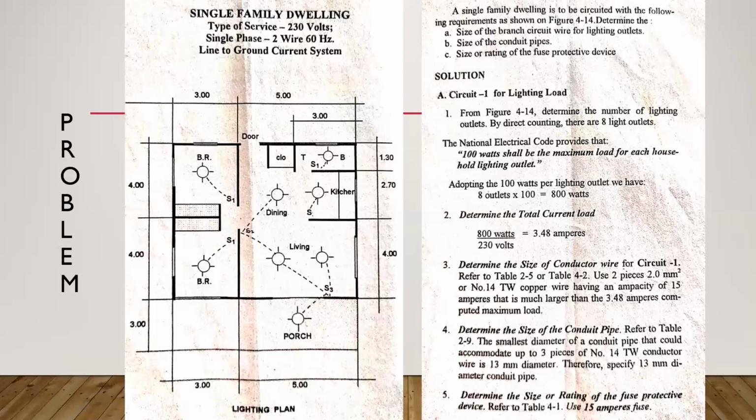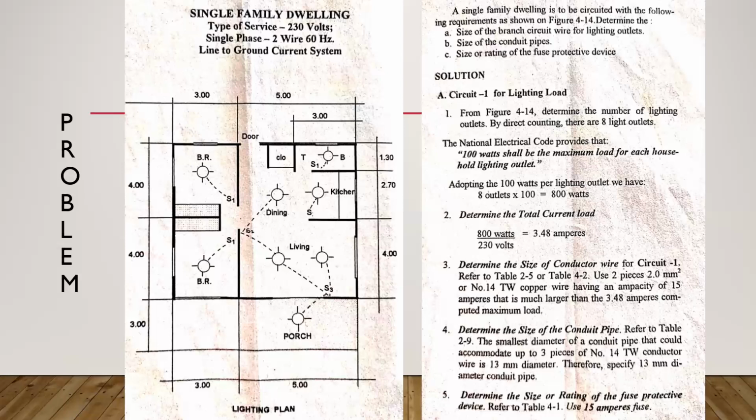So sa solution, isang circuit lang yung ating consider dito sa ating dwelling unit dahil maliit lang naman ang kanyang lighting system. Okay, so from the figure, we will determine the number of lighting outlets. So by direct counting, meron tayong 1, 2, 3, 4, 5, 6, 7, and 8. So we have a total of 8 lighting outlets.